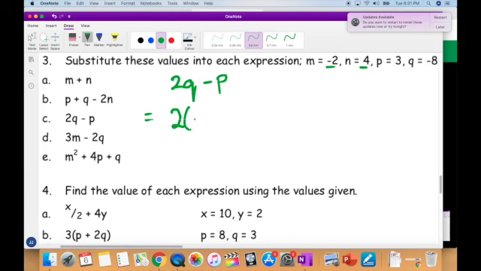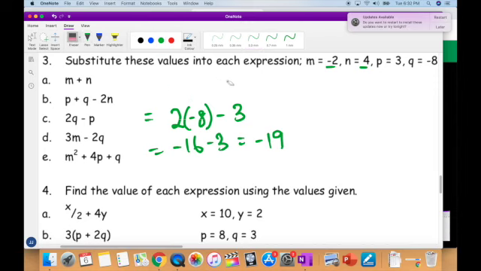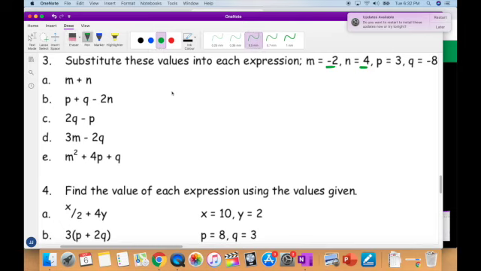Brackets, well, 2 brackets minus 3. Very good. So 8 2s are negative 16 minus 3, which gives us what? Very good. Excellent. I could tell that you guys are on top of your game.